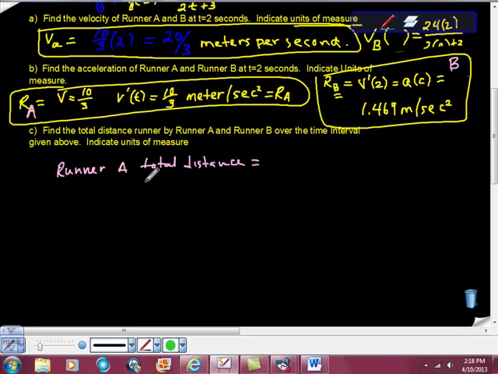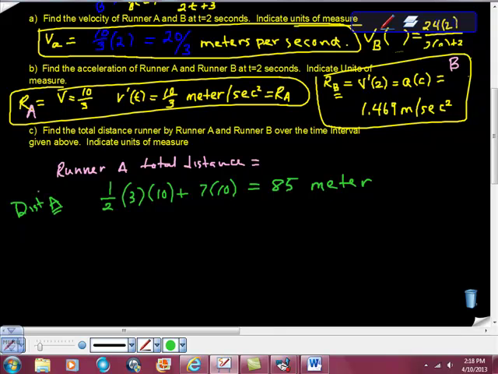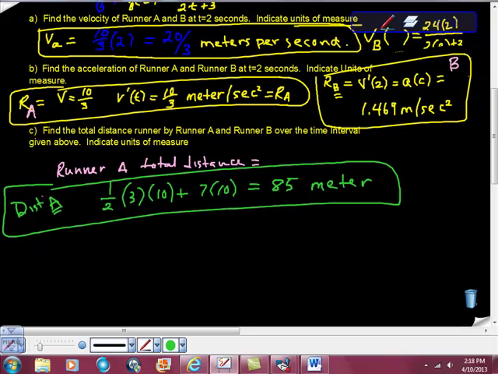So I am going to show them this little bit of math here. I'm going to show them the math that we just showed together. That it's 1/2 times 3 times 10 plus 7 times 10, right? Equals 85 meters. Distance A. Then I'm going to go and start giving them distance B.